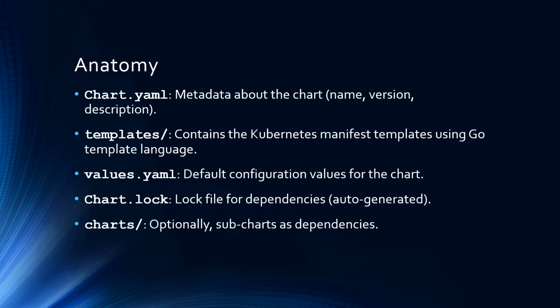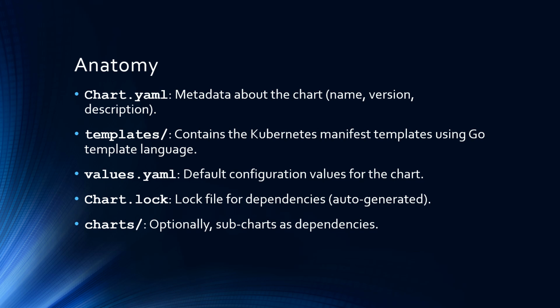The values.yaml file serves as your configuration hub. It provides default values that can be overridden during deployment. Best practices include documenting each value clearly, using descriptive variable names, organizing values logically, providing sensible defaults.